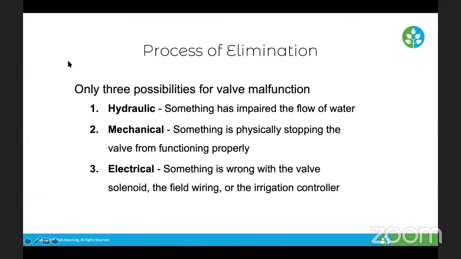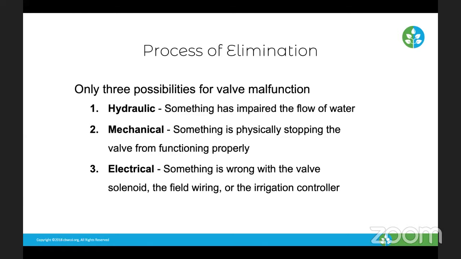So when we're talking about troubleshooting an irrigation valve, we want to use what we call process of elimination. There are only 3 possibilities of valve malfunction: hydraulic, mechanical, or electrical. So what does that mean? Hydraulic means that there's something impairing the flow of water. That's typically something from the water meter to the irrigation valves themselves, something slowing the flow of water to the irrigation valve or completely stopping it.